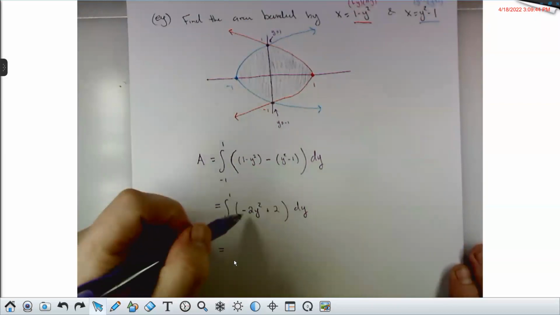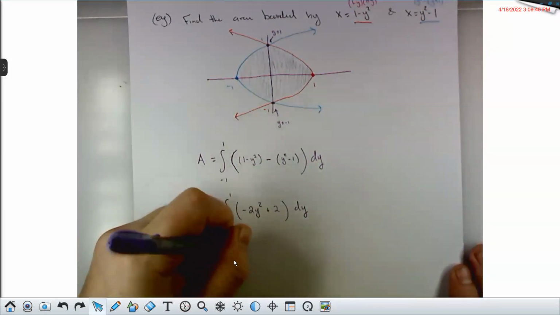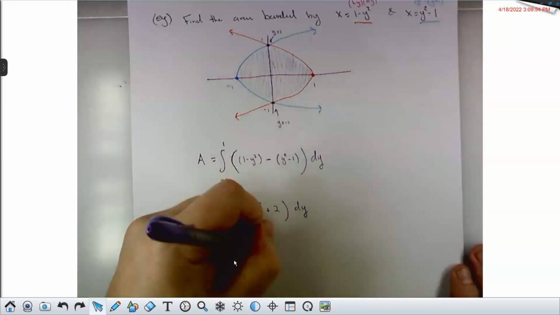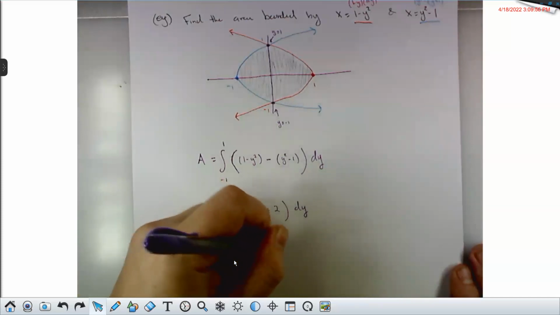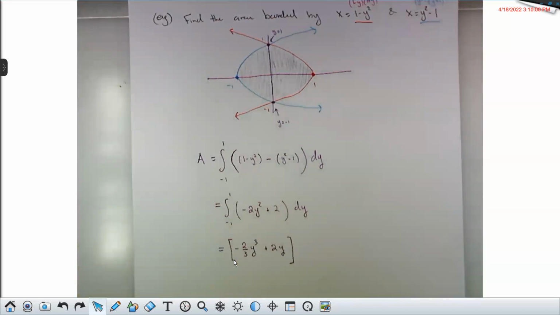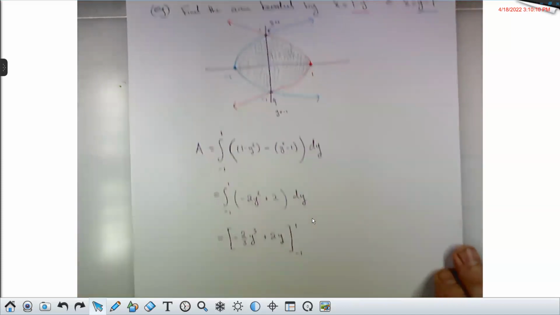An antiderivative for -2y squared would be -2/3 y cubed. And an antiderivative for +2 dy, be careful here, this is not 2x, it's 2y. I know it's very easy to get in the habit of, like, you see a constant, you write that constant times x. Just remember, we're working with the variable y here. And we evaluate from -1 to 1.